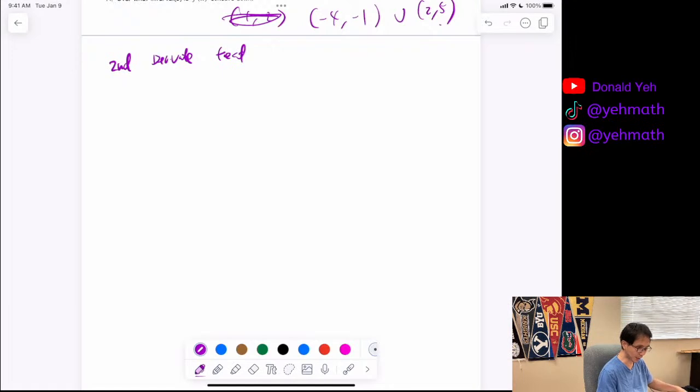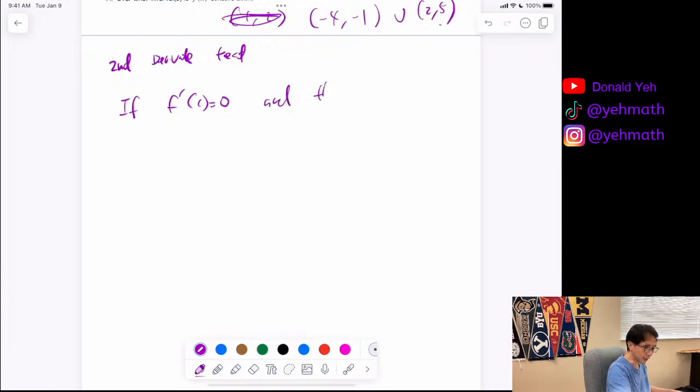So what we're going to do is write down what the second derivative test is for you. A second derivative test is going to look something like this. It says if f prime of c is equal to 0, so we just define c, and the second derivative exists on an open interval that contains c.